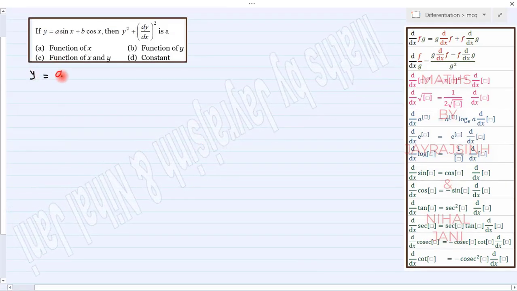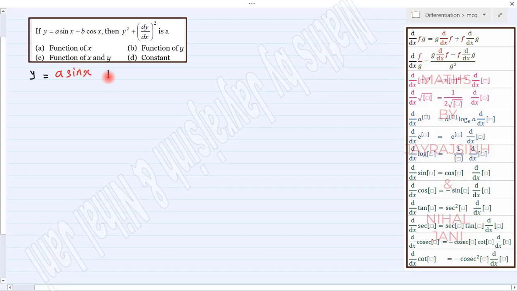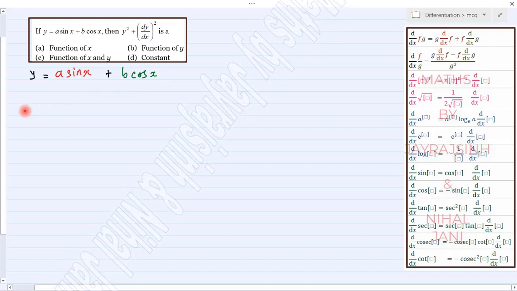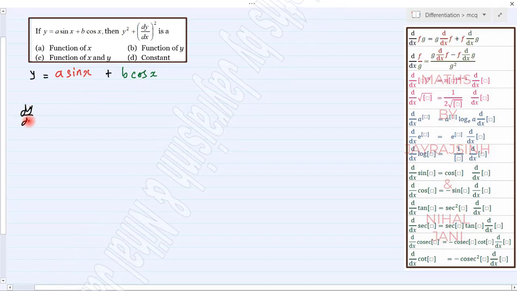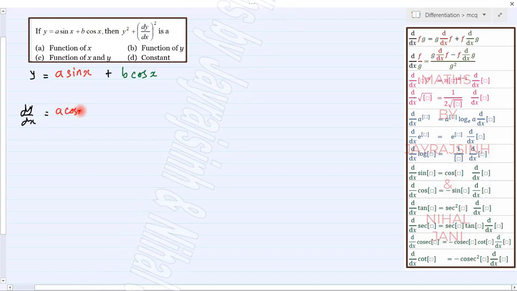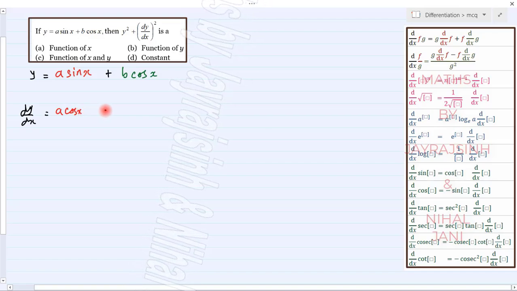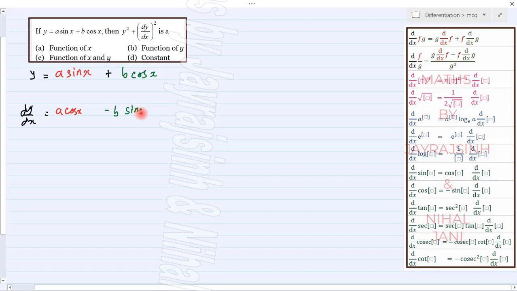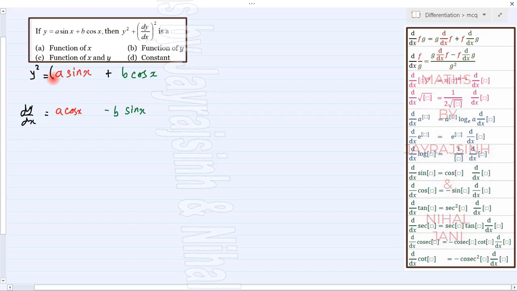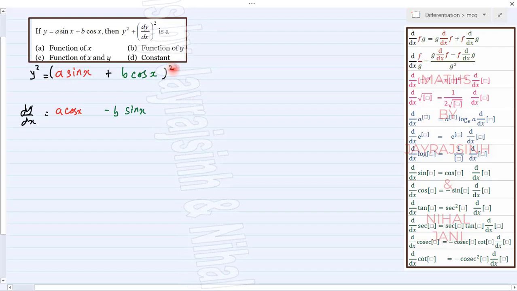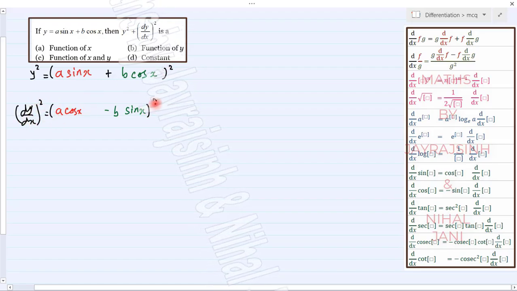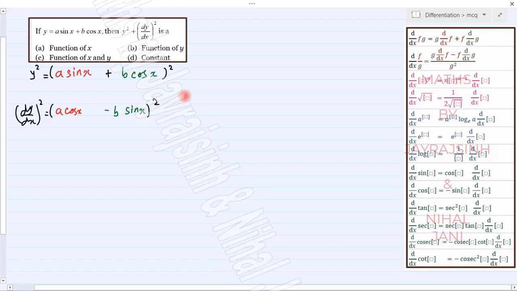If y is equal to a sin x plus b cos x, then we have to find out y square plus dy by dx the whole square. So first of all, let's try to get your dy by dx. Differentiation of a sin x will be a cos x and differentiation of b cos x will be minus b sin x. Now to get y square and dy by dx square, let's square both the sides. So we will get the whole square of a sin x plus b cos x, and dy by dx the whole square will be a cos x minus b sin x the whole square.